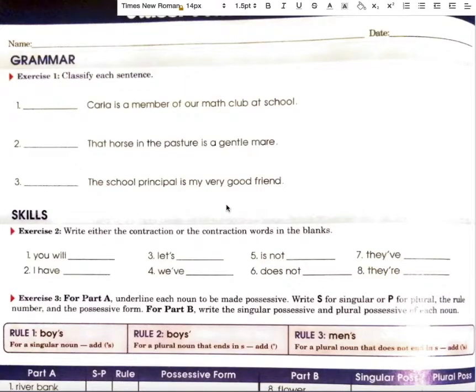This is Classroom Practice 53, Exercise 1. Classify each sentence. Carla is a member of our math club at school. Who is a member of our math club at school? Carla. Subject noun.